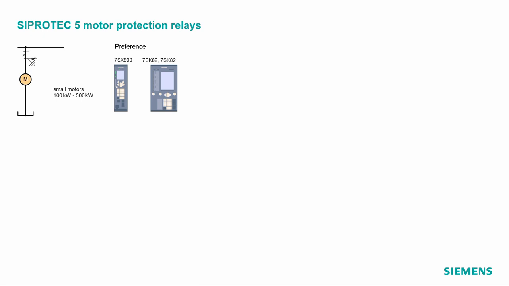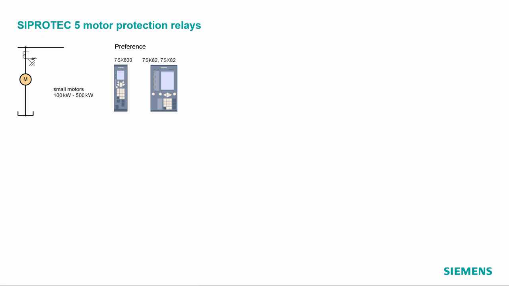The next bigger class of protection relay is the 7SK82. This is a dedicated motor protection relay. And also here we have universal relays in our SIPROTEC 5 range. They are called 7SX, so we have here also the 7SX82. What is special for this relay is that it is like the base unit of a modular SIPROTEC 5 relay, but it's not expandable, so you cannot add expansion modules.